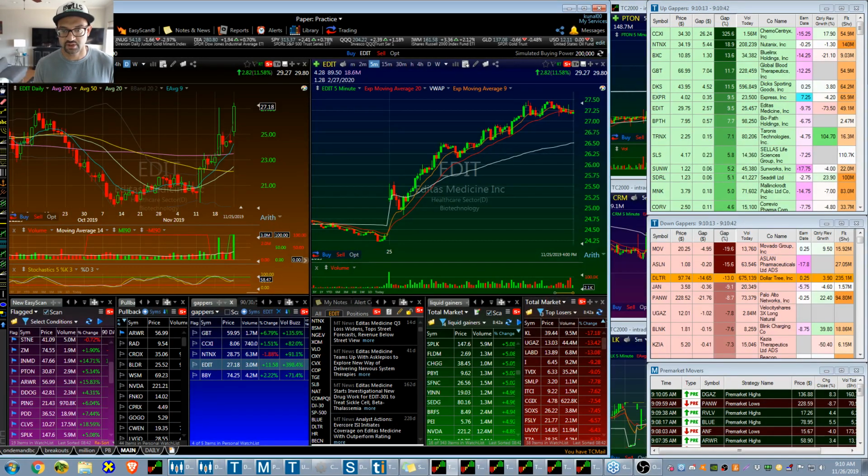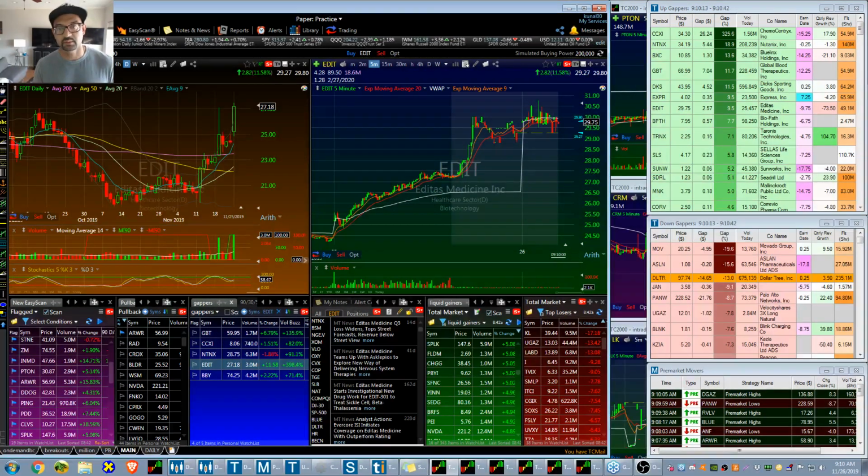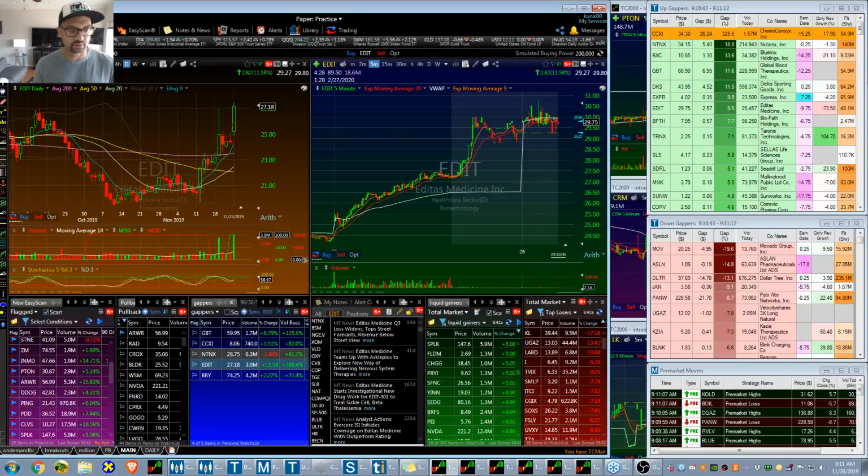Now today this thing is gapping up again, so we would look for a similar type of pattern. You either get a 3 candle pattern, you push up, you go sideways for 3 candles or more, or you pull back to the 9 EMA and you're good to go. So this one looks pretty good.